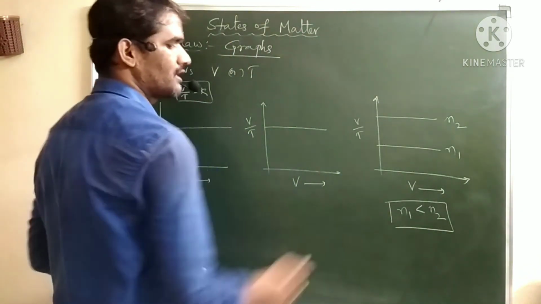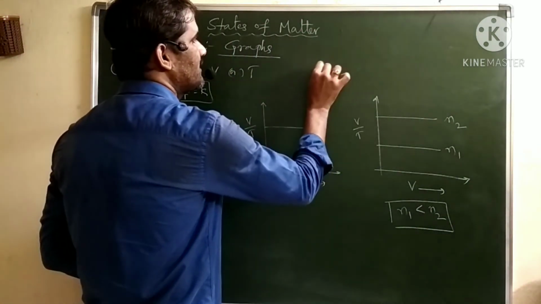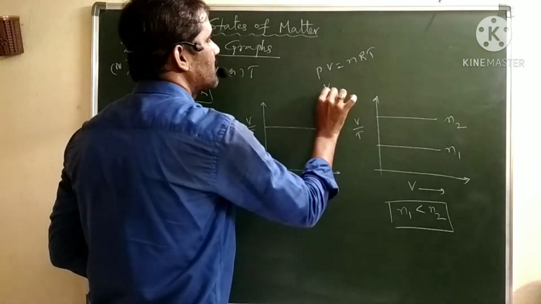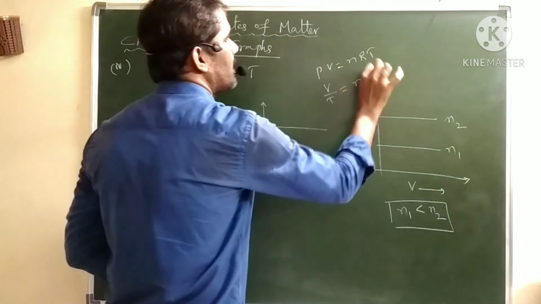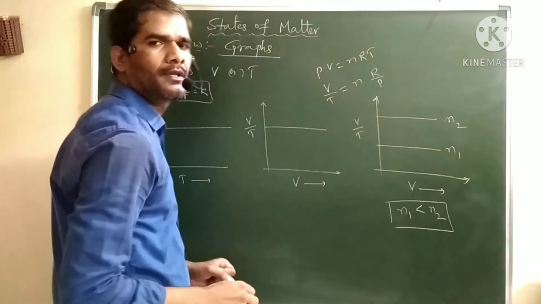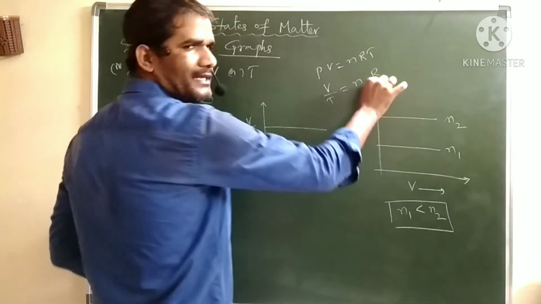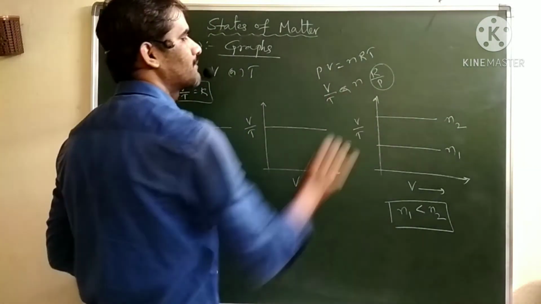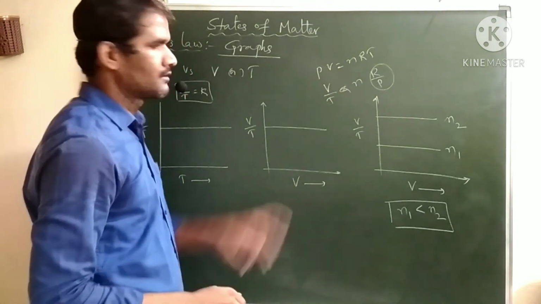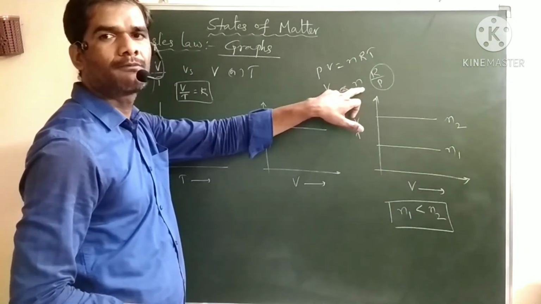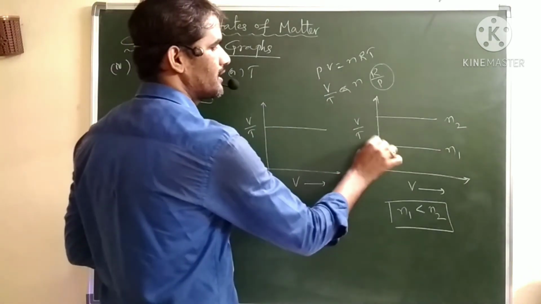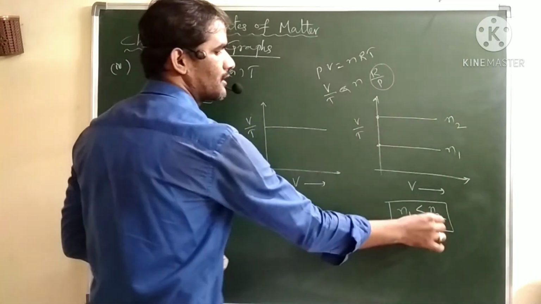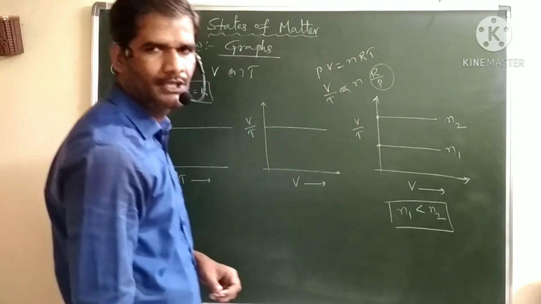How can we say this? We know that PV is equal to nRT. From this, V by T is equal to nR by P. R is constant and P is constant, so overall this is constant. Now V by T is directly proportional to the number of moles. So as the V by T value increases, the number of moles increases. Here this is the lower V by T and this is the higher V by T, so the corresponding number of moles is more. N1 is less than N2 here.